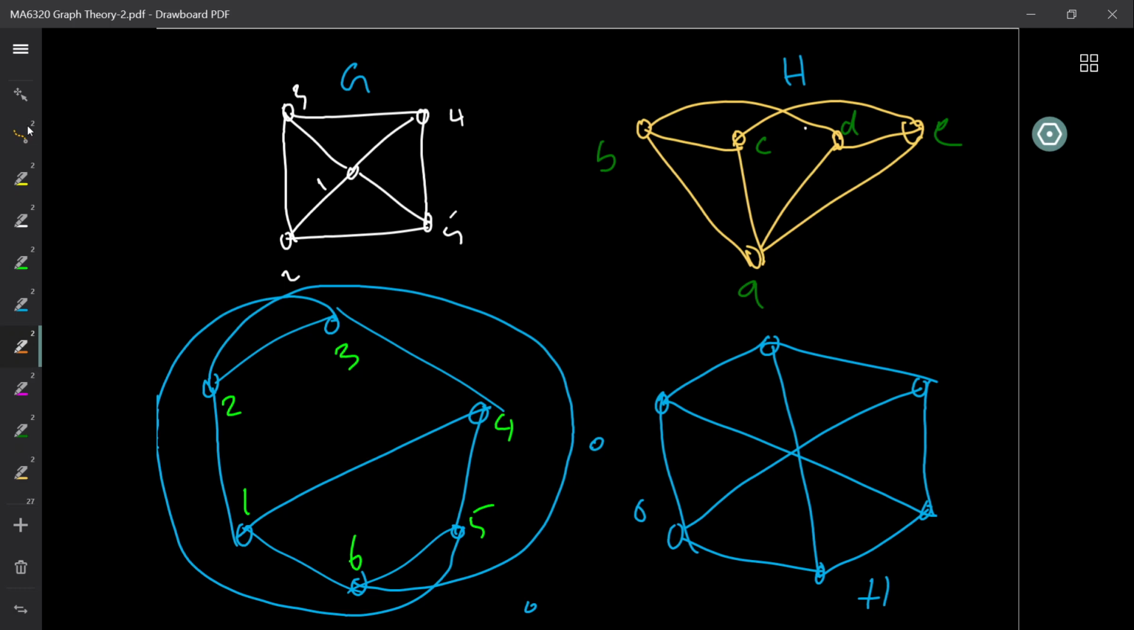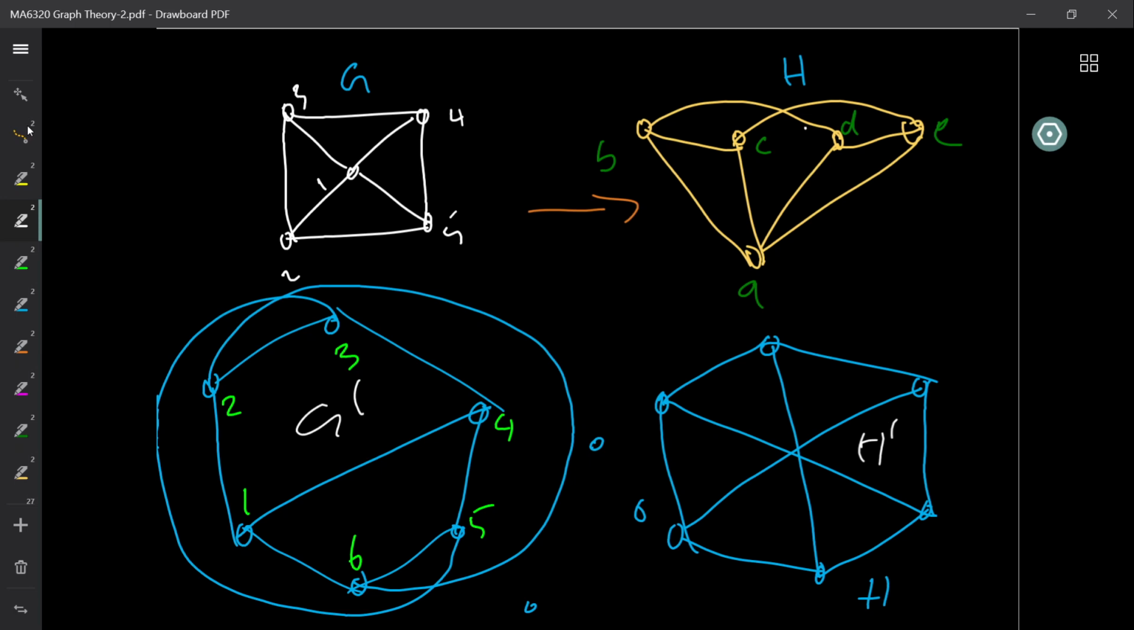So if you spend some time, you should be able to find an isomorphism from G to H. In fact, they are isomorphic. And then here there are two other graphs, let's say G dash and H dash. Now, are G dash and H dash isomorphic?